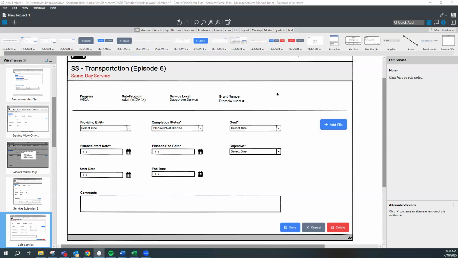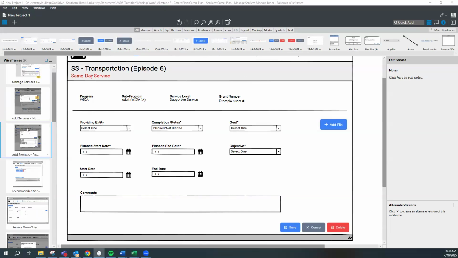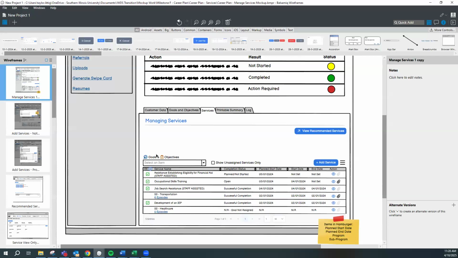And I see, Allison, your item in here, similar to Mark's point about having a planned start date until a start date is added. Is it possible to have planned end date instead of end date until an end date is entered? We could do it here, like on this page, but I don't think that we'd be able to do it on this list. And that's because you're going to have services in all different areas of completion statuses.